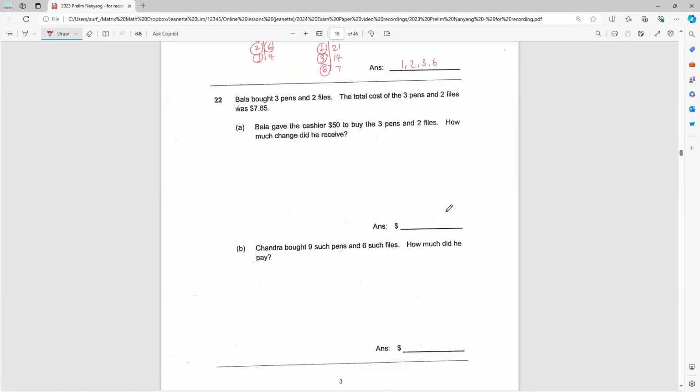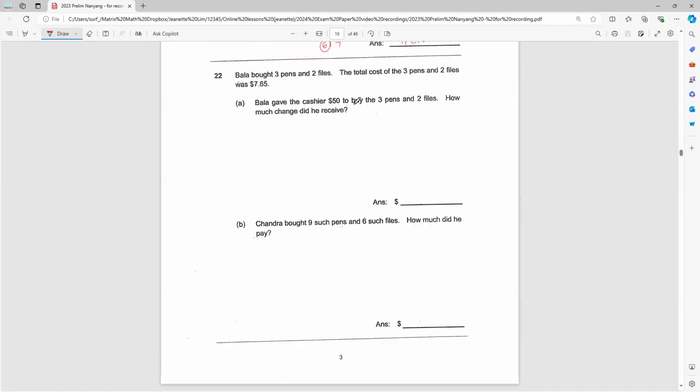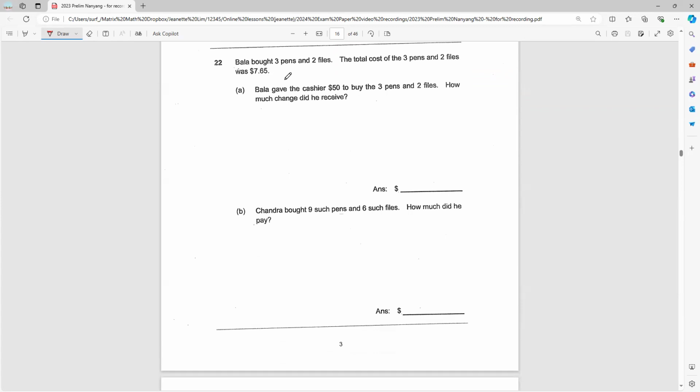Okay, question 22. Bala bought 3 pens and 2 files. Total cost of 3 pens and 2 files was $7.65. So Bala gave the cashier $50 to buy the 3 pens and 2 files. How much change did he receive? So if he gives $50 and the cost is actually only $7.65, he's going to get back a lot of change, right? So let's find out how much this is.